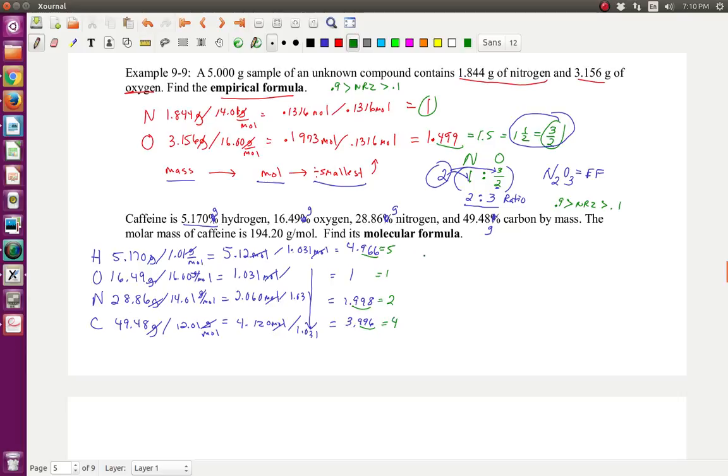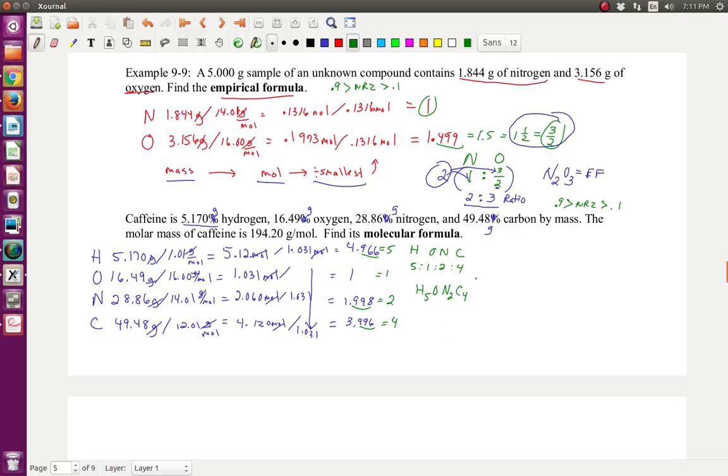So what's my empirical formula? HONC. I have 5, 1, 2, 4. It has to be in the same order, HONC, that you wrote down. So H5O2N2, I wrote a 2, I might need to write N first.